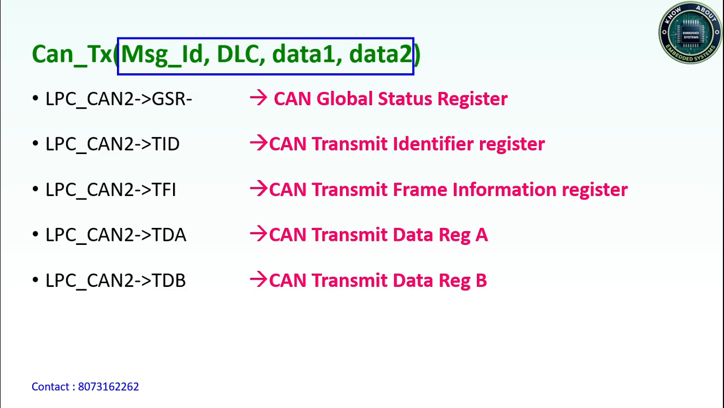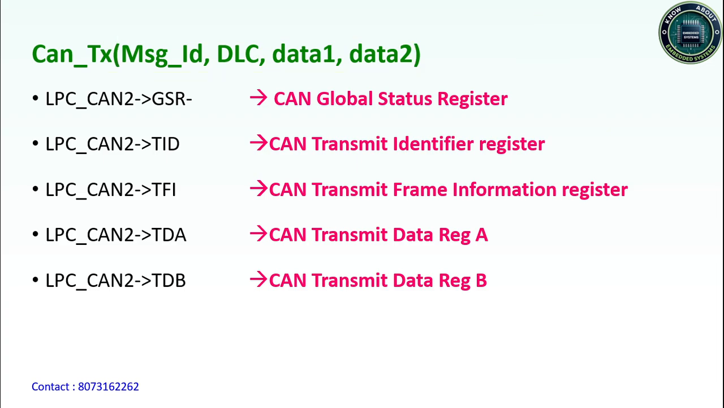And the third one is data 1, nothing but the lower 4 bytes. And data 2 is nothing but the upper 4 bytes. You already know that the CAN protocol is capable of transmitting up to 8 bytes of data. So how do you transmit these 8 bytes of data? Our unsigned int can hold only up to 4 bytes of data. That's why we have to transmit two different data, two unsigned integers. That is your data 1 and data 2. So this is the first and foremost thing you should know.